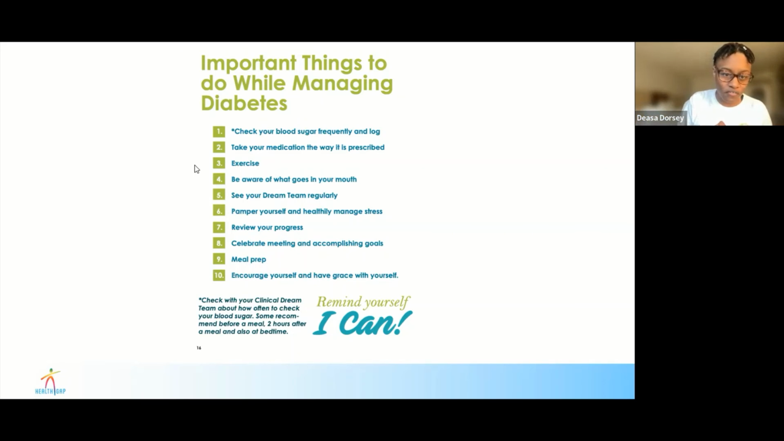And encourage yourself and have grace with yourself. And what I mean by that is making sure you recognize that this can be difficult. Diabetes, again, it's not an easy thing to deal with. So make sure you're giving yourself grace. So when you are stressed and when you don't have the greatest day, not feeling totally defeated and knowing that, hey, every day is not going to be a great day and that's okay, but I'm going to get back up tomorrow and I'm going to start all over because I have the opportunity to do that.